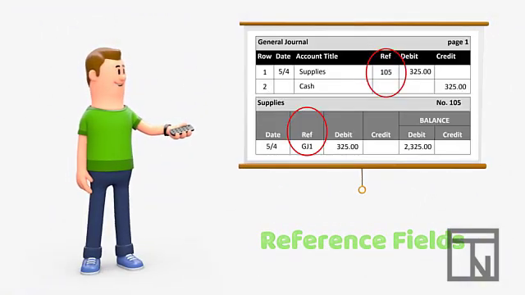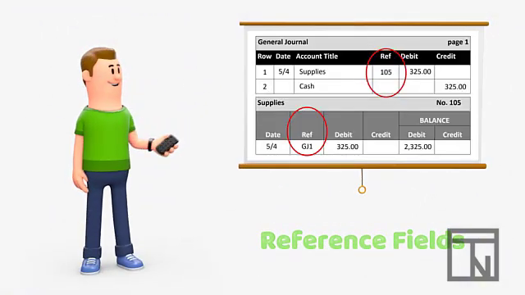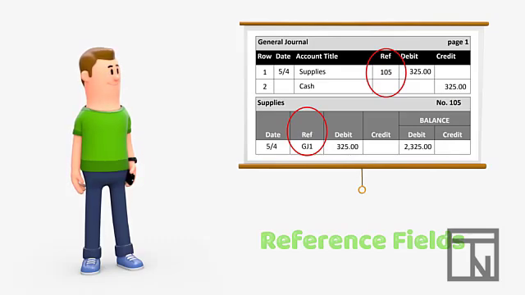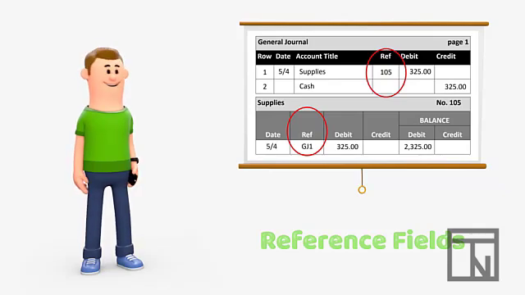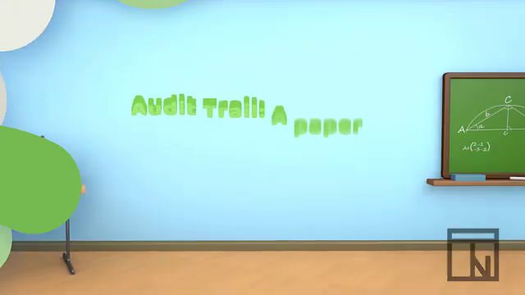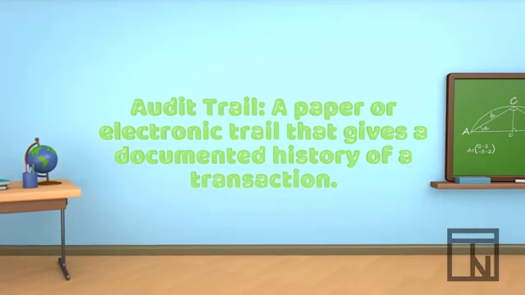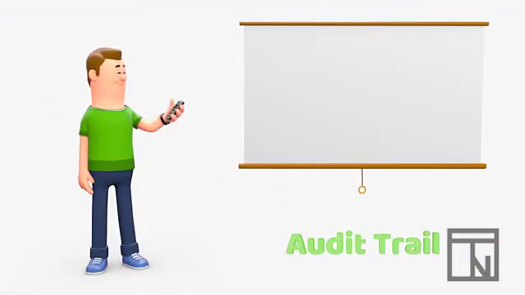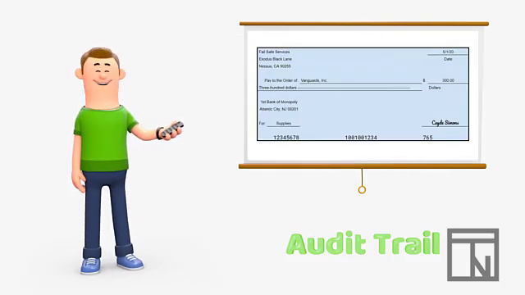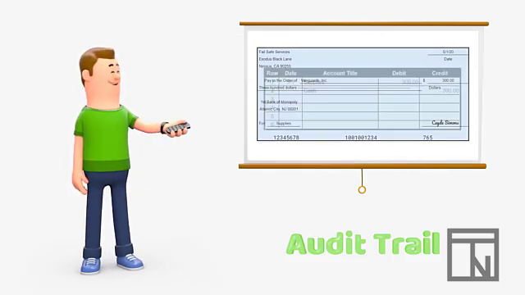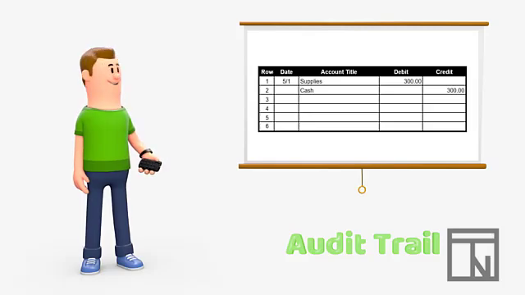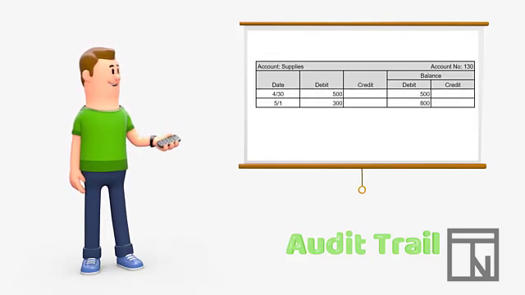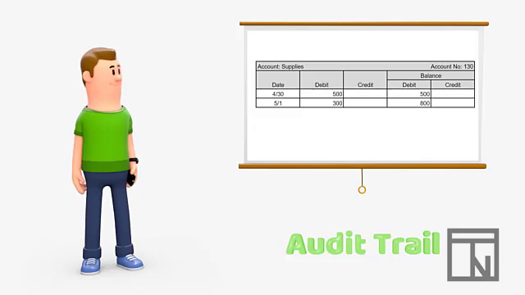When we were posting to the general ledger, you may have noticed the reference fields in both the journal and the ledger. These are special fields that link the general journal and the general ledger together to create an audit trail. An audit trail is a paper or electronic trail that gives a documented history of a transaction. Basically, an audit trail allows you to trace the history of a transaction as it travels through the entire accounting cycle, from when it first entered as a source document, to the general journal, onto the general ledger, and finally landing on the financial statements.